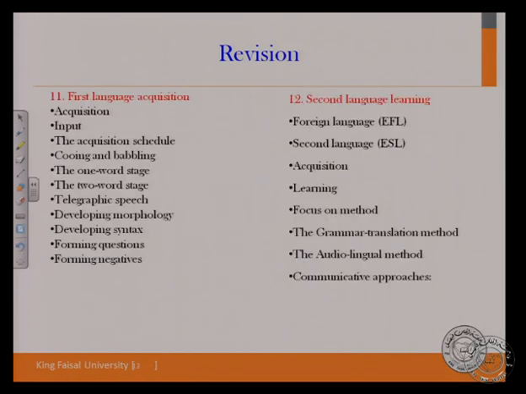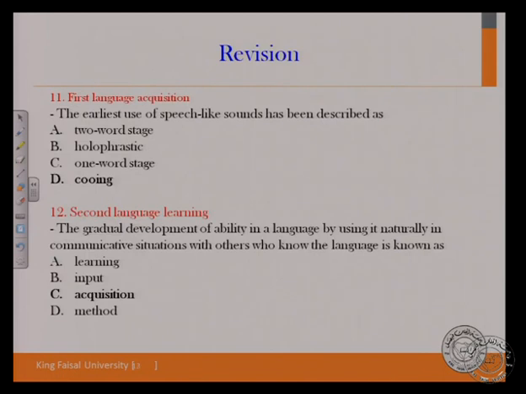In lecture number 11, which was about first language acquisition, we defined acquisition, and we talked about the acquisition stages. And then in chapter or lecture 12, which was about second language learning, we defined foreign language, second language acquisition, learning, and we talked about some methods.